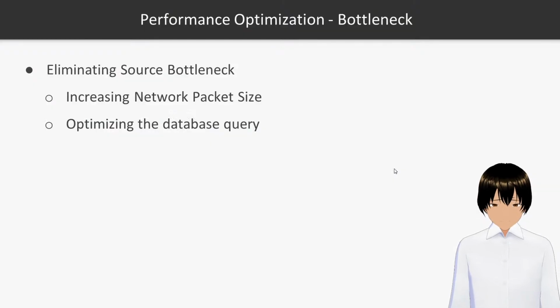Eliminating source bottleneck. There are various ways in which you can optimize the source. They're discussed as follows. Increase network packet size. As discussed under eliminating target bottleneck, increasing network packet size of the table will allow a greater volume of data to pass the network at a particular instance.